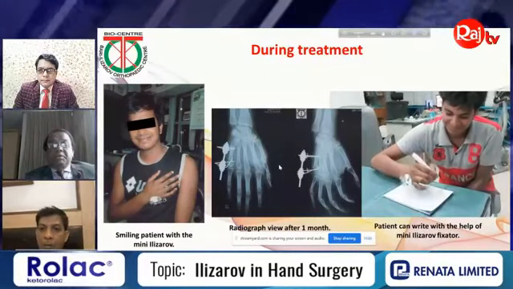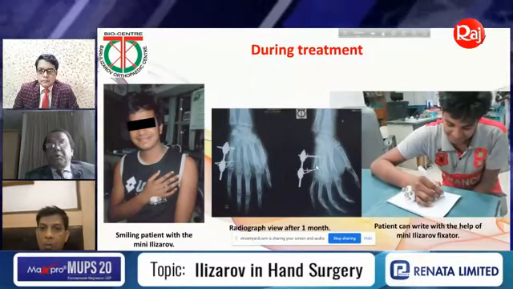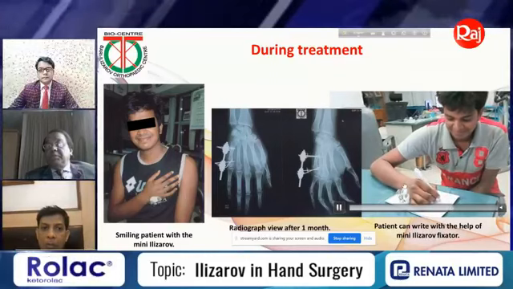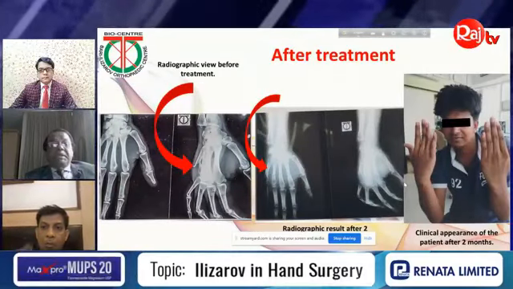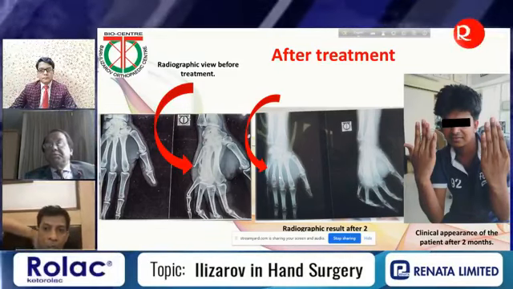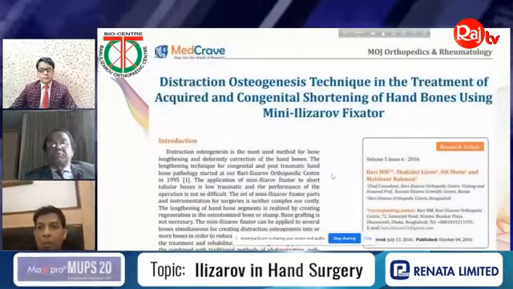You can see here, the healing process is going on. Regenerated bone, angulation is corrected. The patient is writing, yeah, with a smiling face. And this is the final view. You can see from this situation to this situation with the mini Ilizarov fixator after 2 months follow-up.